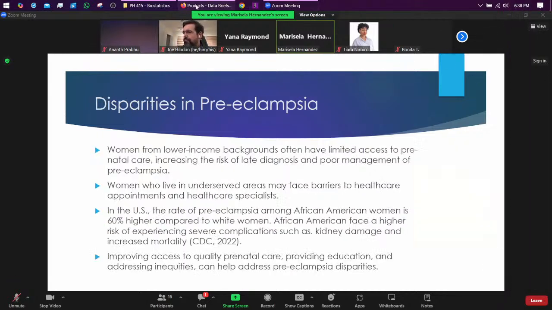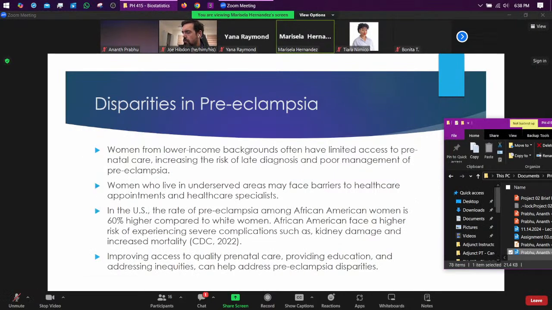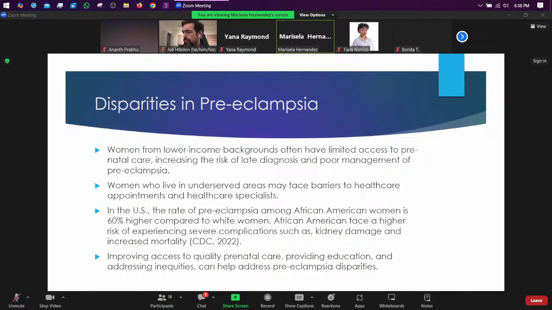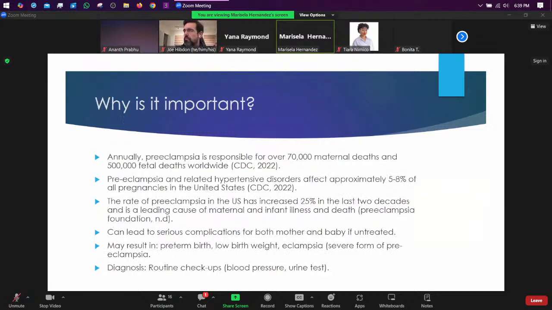Regarding the disparities in preeclampsia, some women from lower income backgrounds often have limited access to prenatal care, which increases the risk of late diagnosis and poor management of preeclampsia. Women who live in underserved areas may face barriers to healthcare appointments and seeing a healthcare specialist. In the U.S., the rate of preeclampsia among African American women is 60% higher compared to white women. African Americans face a higher risk of experiencing severe complications such as kidney damage and increased mortality. Improving access to quality prenatal care, providing education and addressing inequalities can address the disparities in preeclampsia.